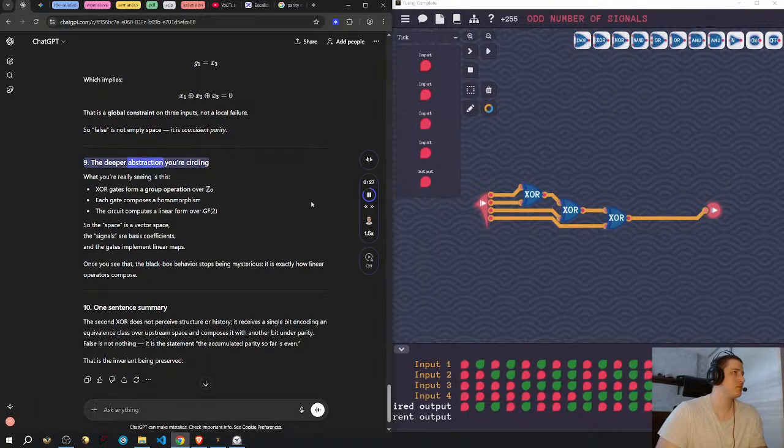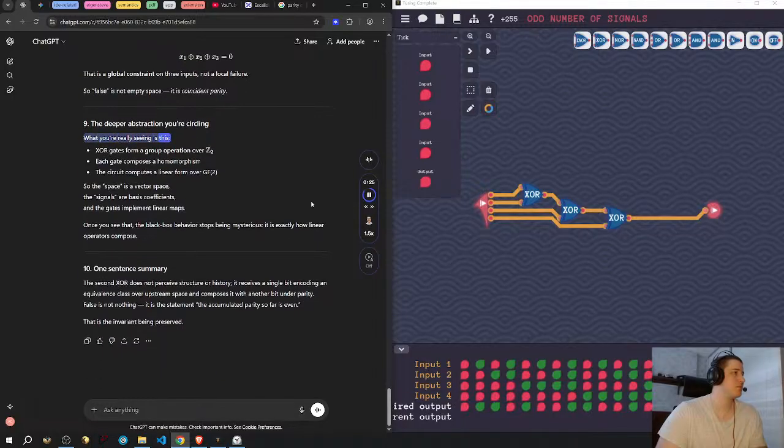9. The deeper abstraction you're circling. What you're really seeing is this. XOR gates form a group operation over Z2. Each gate composes a homomorphism. The circuit computes a linear form over GF(2). So the space is a vector space. The signals are basis coefficients. And the gates implement linear maps. Once you see that, the black box behavior stops being mysterious. It is exactly how linear operators compose.